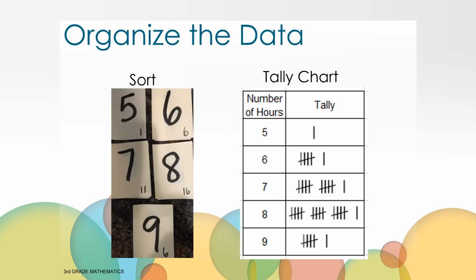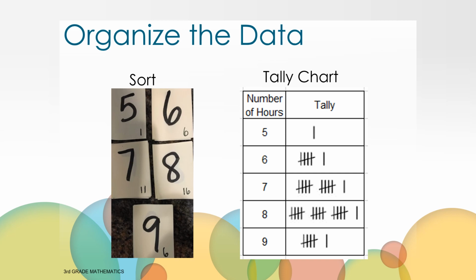We quickly realized that in order to make sense of the information we had collected, we needed to organize the data. There are many different ways to organize data. One way is to simply sort the data. Here you can see the sticky notes grouped and stacked together by the answer given. The total number of people giving each answer is written on the bottom.